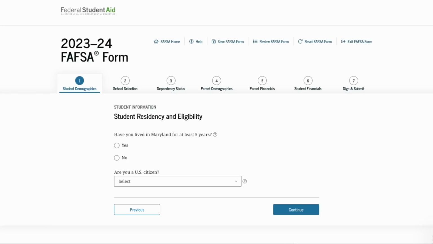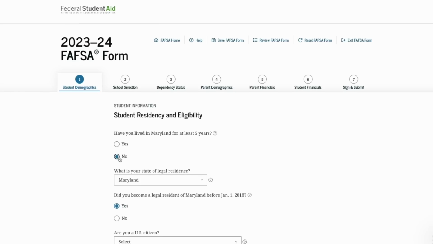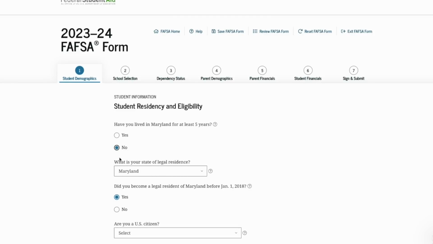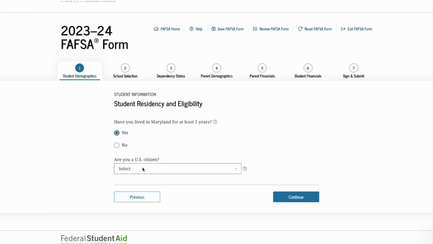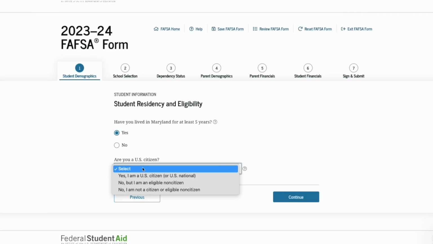If the student has not lived in their current state for at least 5 years, they'll have to answer a series of other questions about prior states of residence. In addition, the student has to identify whether they're a U.S. citizen, an eligible non-citizen, or not a citizen or an eligible non-citizen.